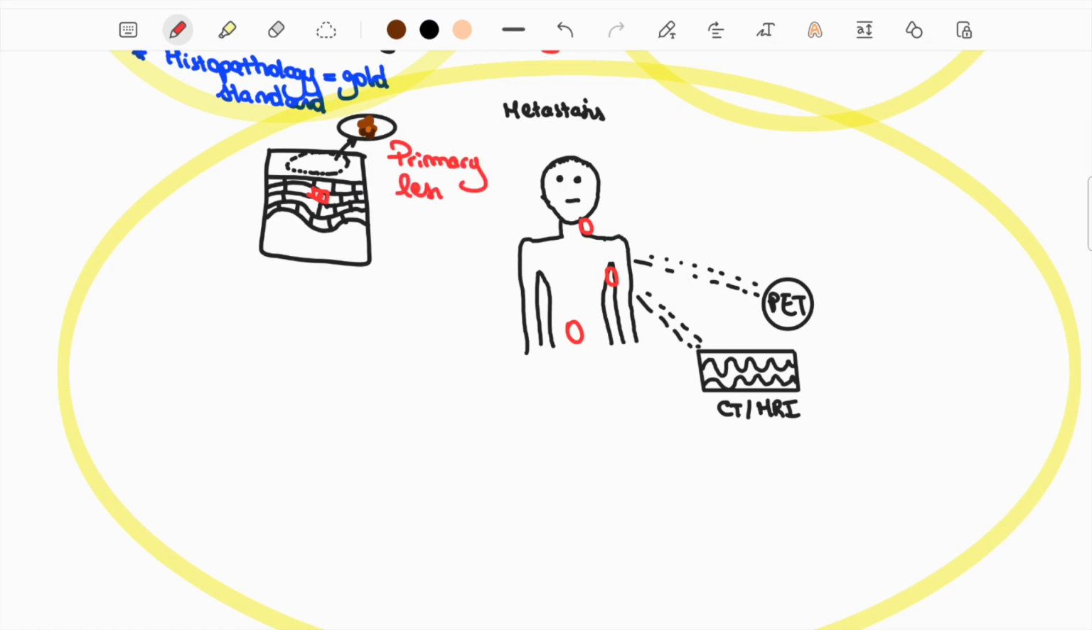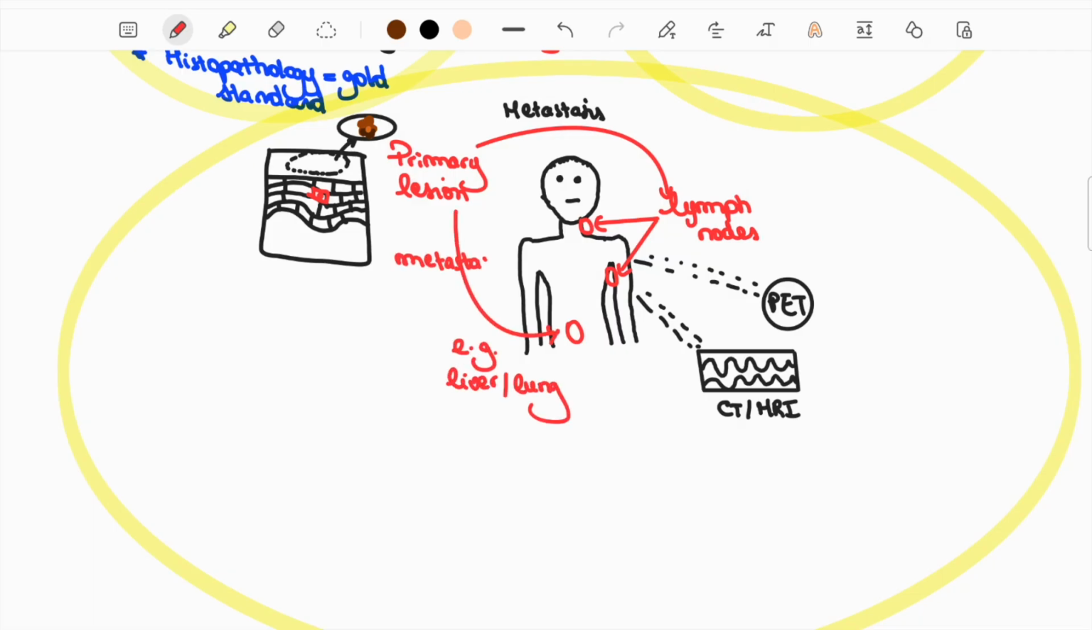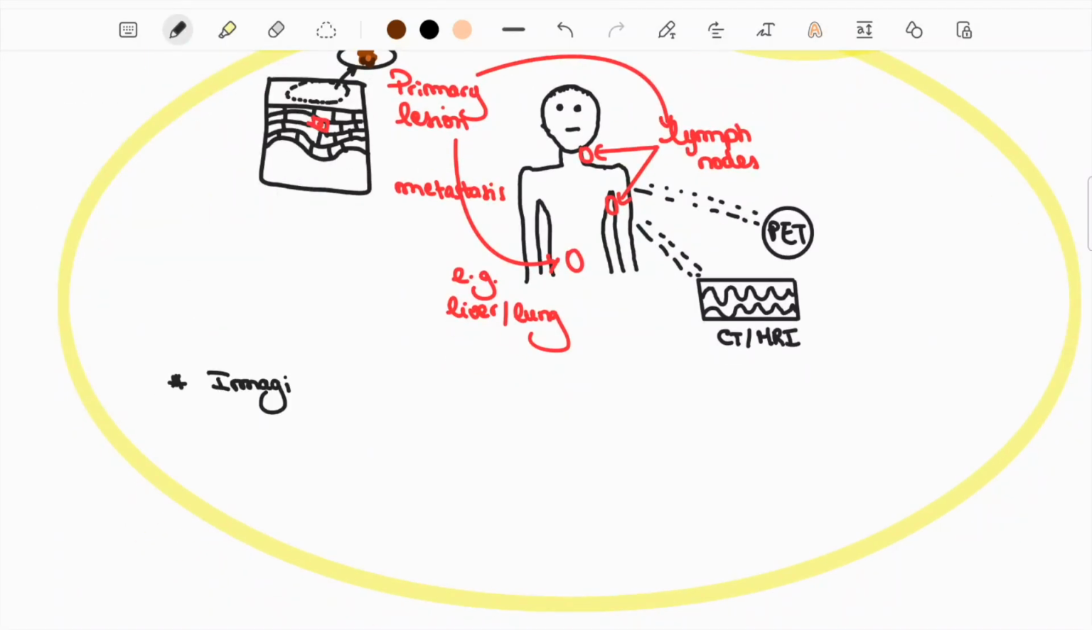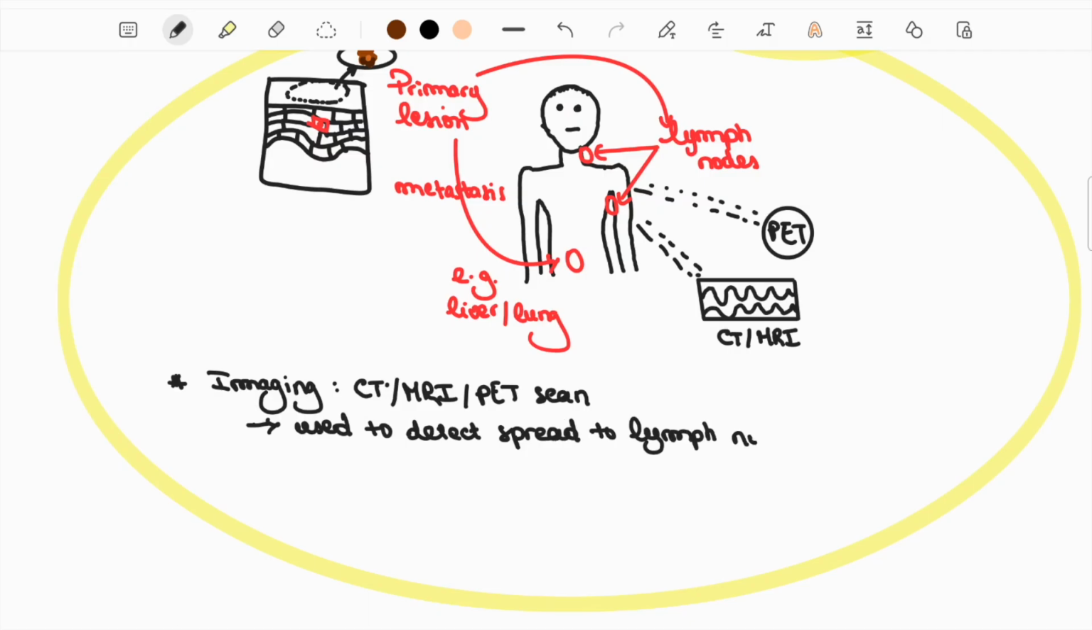In more advanced cases, imaging such as CT, MRI, or PET scans is used to check whether the cancer has spread to lymph nodes or other organs. Overall, the diagnostic pathway moves from clinical examination to biopsy for confirmation and imaging for staging, ensuring accurate diagnosis and guiding treatment.